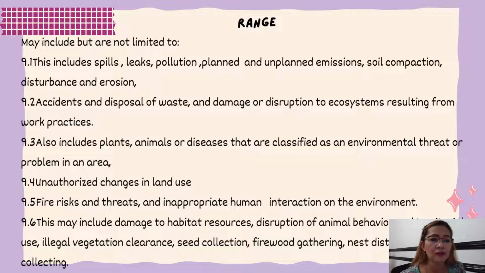Okay, and the last one in the potential environmental threats and hazards may include damage to habitat resources, disruption of animal behavior and territorial use, illegal vegetation clearance, seed collection, firewood gathering, nest disturbances, and egg collecting. So these are the different potential hazards that you should avoid. Okay, so this is for number 9.